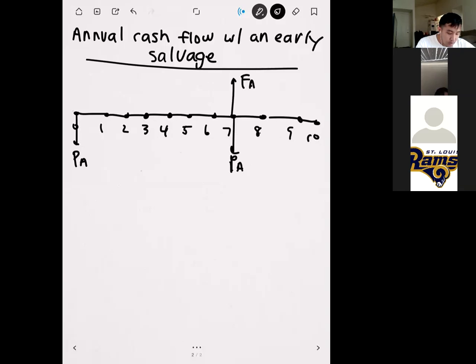Okay, and so just like we said, option A right here is only going to last 7 years. So at year 7, we're going to purchase a new one at a price PA, and we're going to salvage our old one at FA. And then at year 10, we're going to take our second machine and salvage it for a new salvage value called F3A. And so in order to perform an annual cash flow analysis, we want to convert all of these into a uniform series.